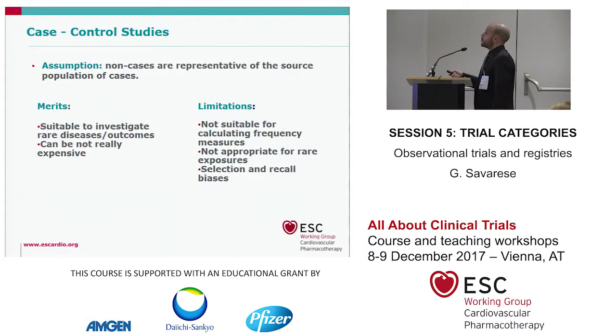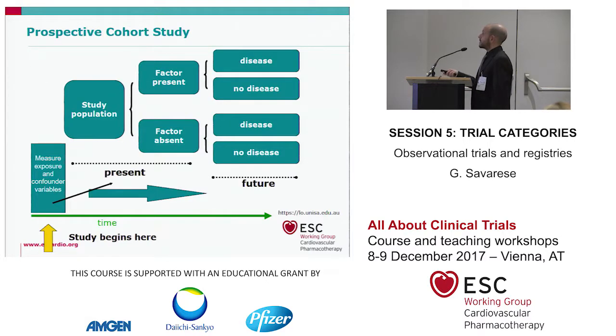The assumption of this kind of study is that known cases are representative of the source population of cases. The merits are that they are suitable to investigate rare diseases and outcomes, and they can be not really expensive. Limitations are that they are not suitable for calculating frequency measures, not appropriate for rare exposure, and there could be selection and recall bias.